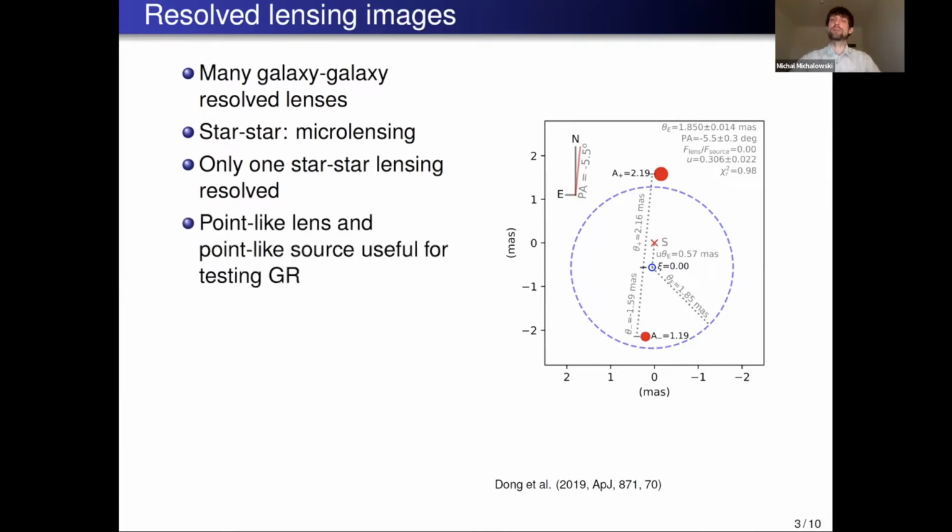And this is actually important because unlike galaxy-galaxy lensing, here we would have a point-like lens and point-like source, and that's very simple geometry, so very easy to deal with, and it would be possible with that to test general relativity and do some cosmological analysis. So, but that's not possible because there's only one such configuration detected so far.